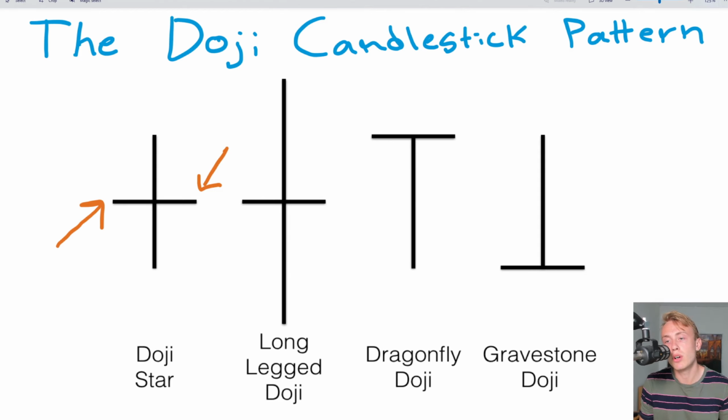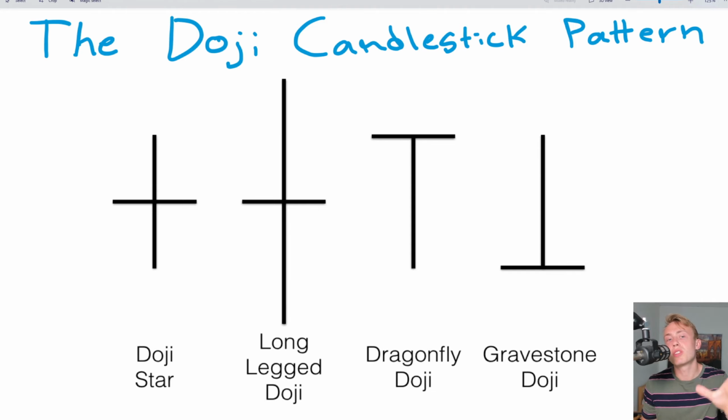It is, however, okay to have a small real body. So if we have a candle that looks maybe something like this, we can still call it a Doji candle. But when the body gets a bit larger, we're talking about a spinning top candle. And I'm planning on making a video about that in the future as well.